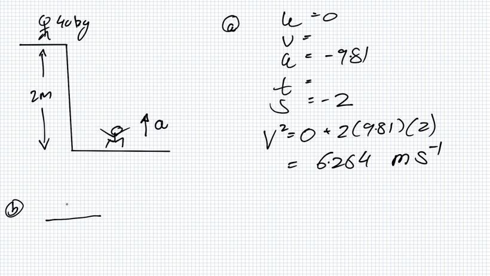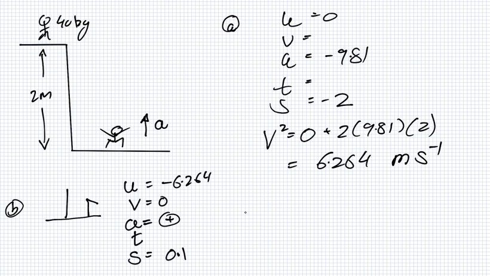So if we picture it here, there's his leg, and then later it's bent. This has a U of minus 6.264, but a V of 0 because he comes to rest. The A is what we're looking for, which should be positive. The T we don't know, the S we do know because this happens over a distance of 10 centimeters. So this again is V squared equals U squared plus 2AS, and the S is 0.1, so that would be plus 0.2A.